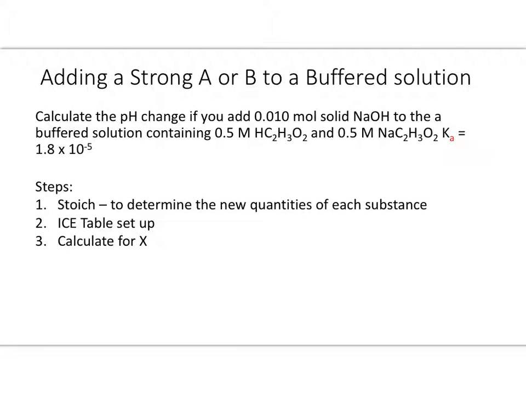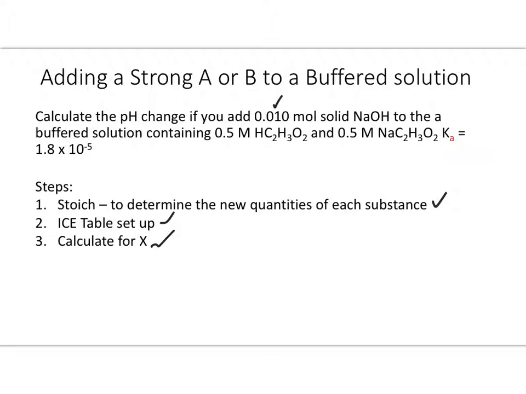Now let's talk about adding a strong acid or base to a buffered solution. We're going to use the same solution that we used in the last example, but in this situation, we're going to add 0.010 moles of solid sodium hydroxide to this solution, and we're going to see how that sodium hydroxide affects said solution. There are a couple of steps we have to do in order to calculate problems like that. First of all, we have to do the stoichiometry to determine the new quantities of each substance. Then we need to do an ice table setup and basic process to solve for x.